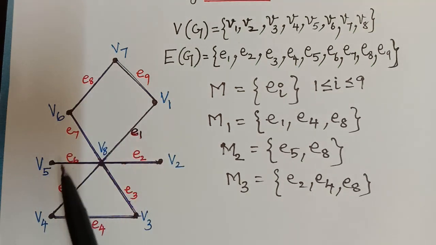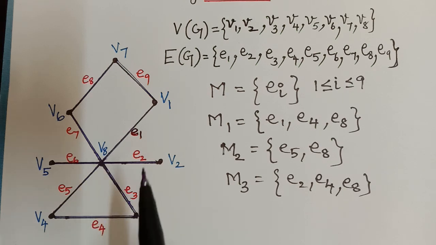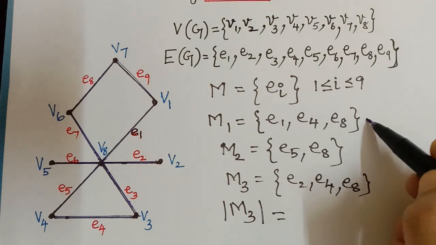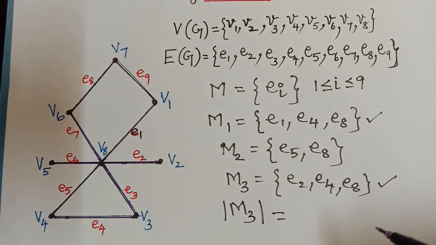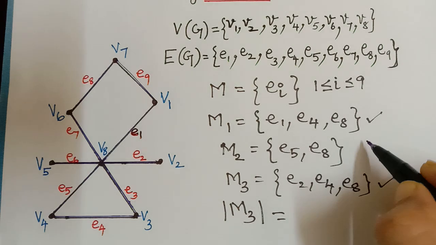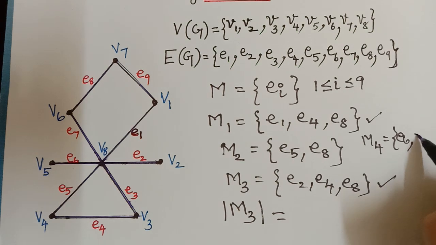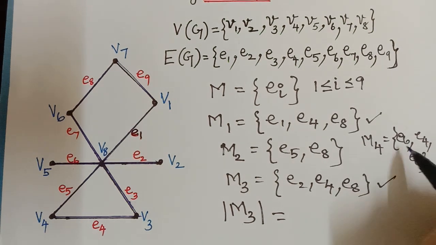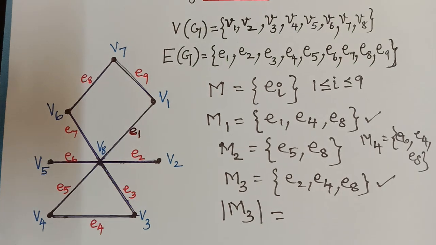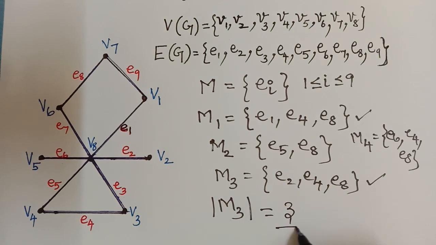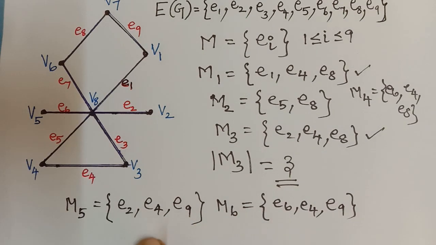But when I try to do that, we cannot form a matching with four elements, and therefore the maximum matchings will be M1 and M3. So all these sets are maximum matchings. We may have another maximum matching also. For example, I will consider another set M4, which is equal to E6, E4, E8. This is also a maximum matching with three elements. Therefore the matching number is 3 for this graph. These are other examples of a matching with three elements.